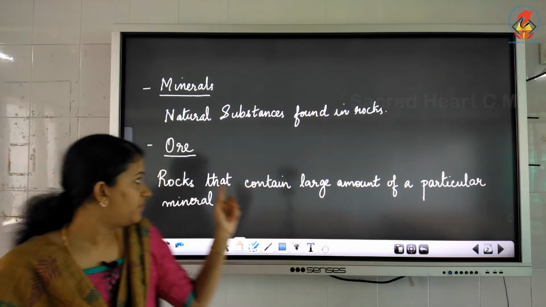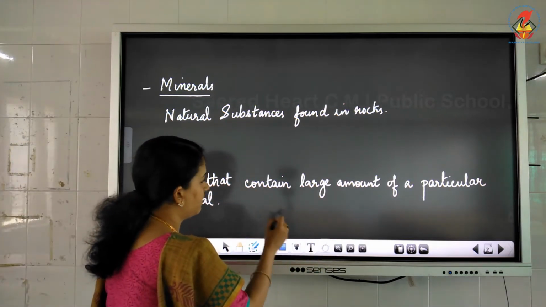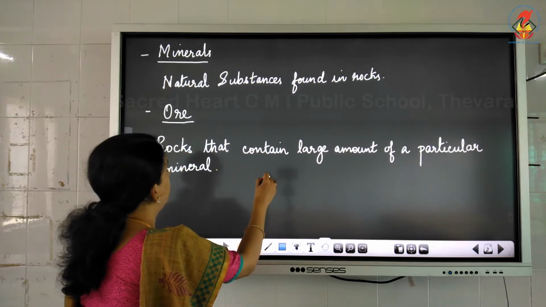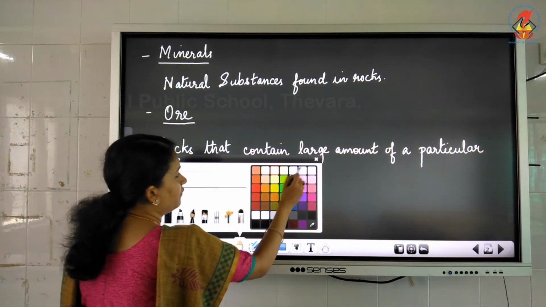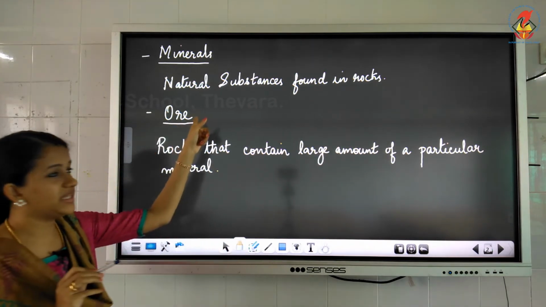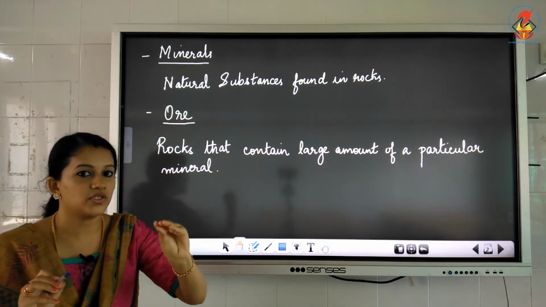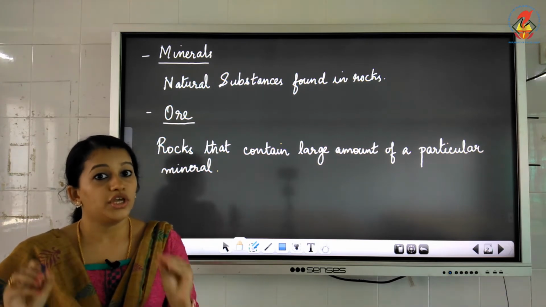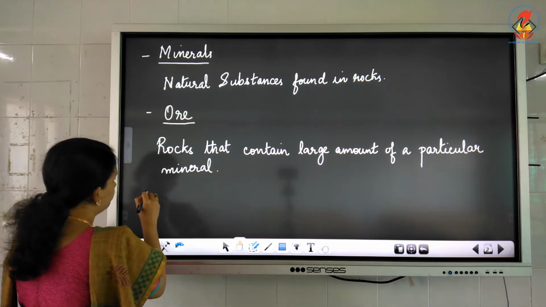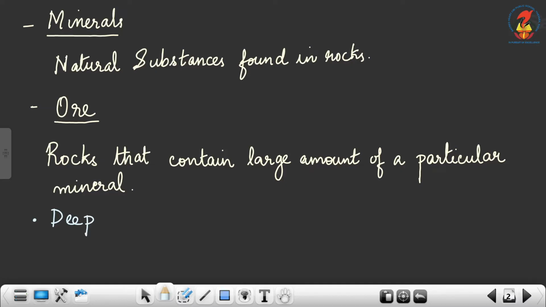Now, let us see where we can find these ores. Ore can be found in many places. Which are the places in which we can find the ore? Ore means it is actually a rock itself. Just remember it is actually a rock itself. The ores are found either deep under the earth or deep below the surface of the earth.